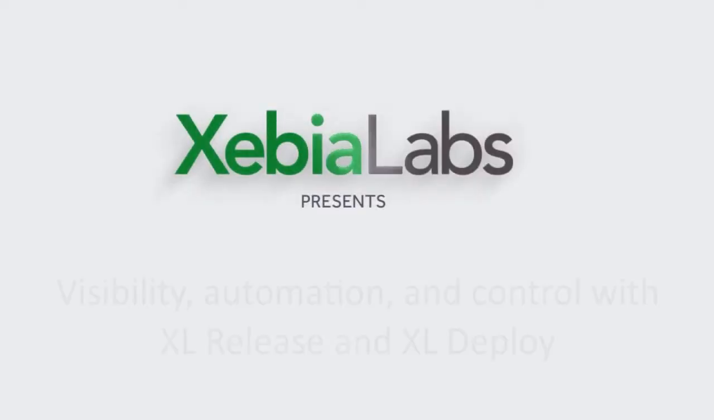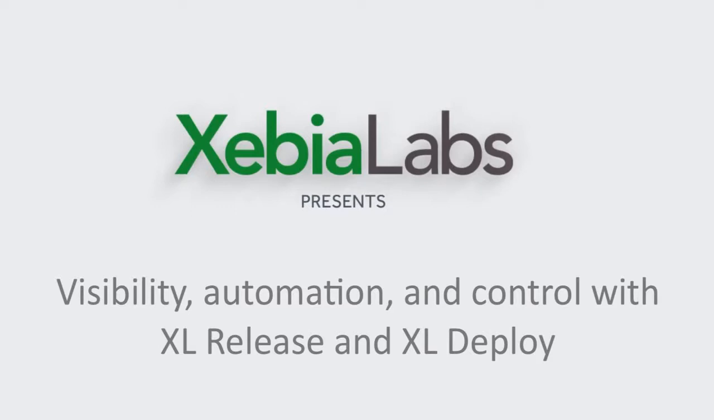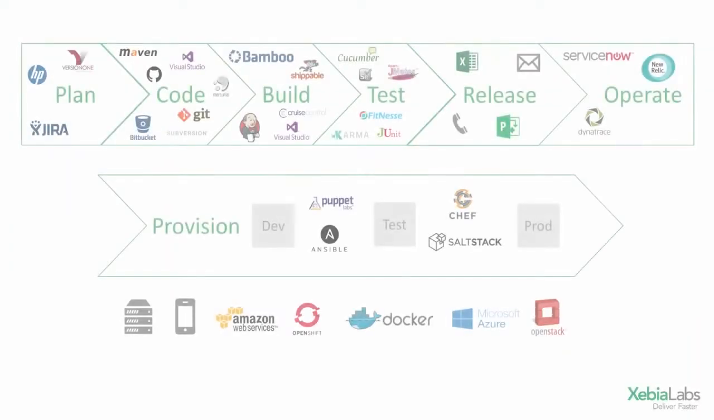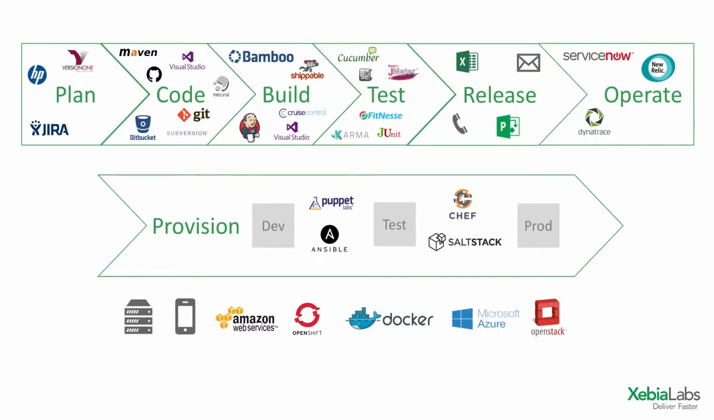Companies are feeling the pressure to get more features to their users faster. As a result, they're focusing on streamlining processes and looking to models like DevOps and continuous delivery to find ways to optimize their software releases.